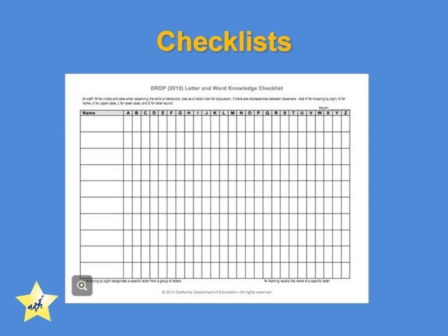Some skills lend themselves to checklists as a method of recording observations. Checklists can be helpful tools to record how often children demonstrate behaviors, knowledge, or skills. For example, checking off each time a child says, "My name starts with M," or points to the letter M at the beginning of his name.